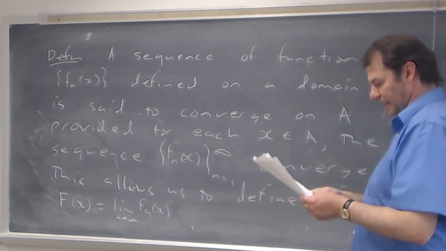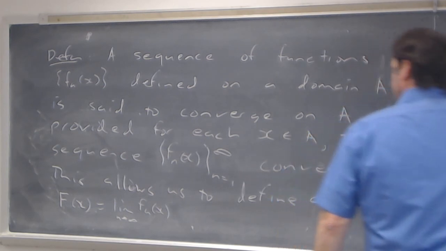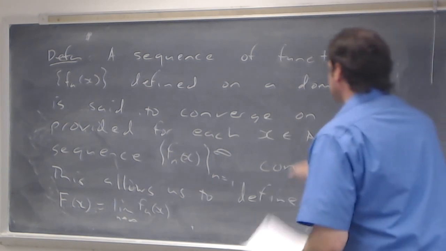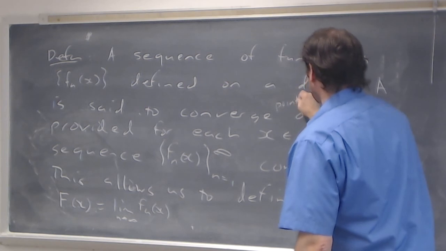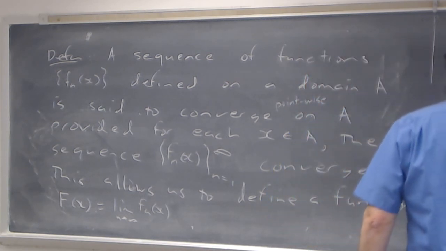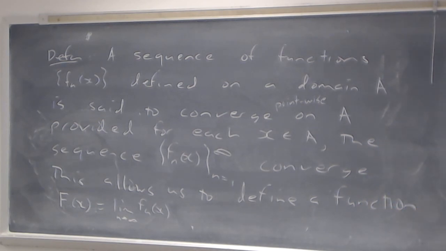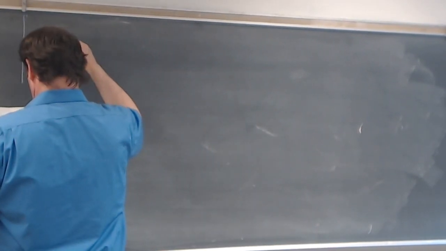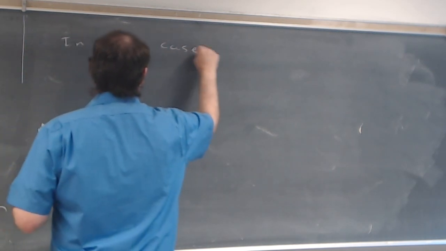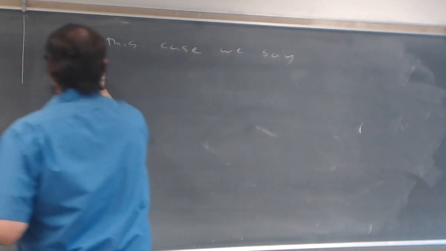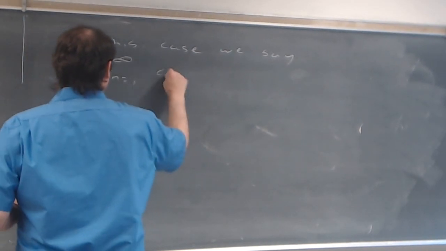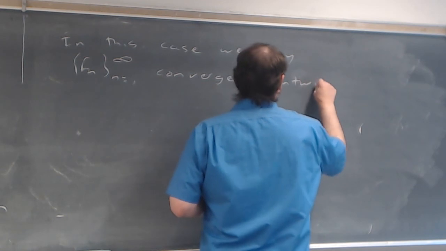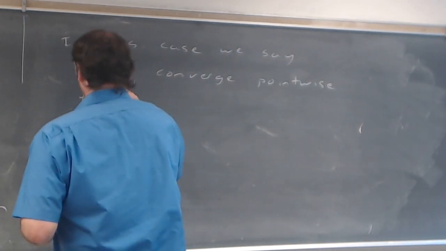And here I've messed up this definition slightly. We say it's said to converge on A, but really I should say to converge pointwise. Excuse me, I forgot this big word, pointwise. In this case, we say f sub n converges pointwise to, I call it, big F of x.